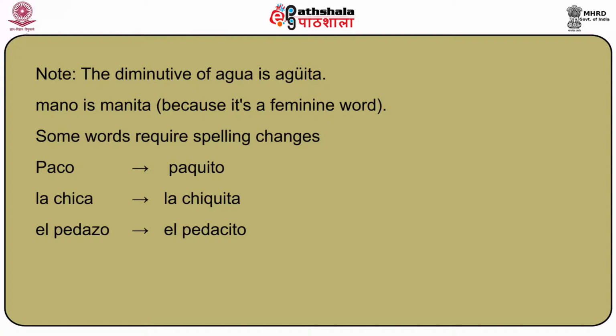Some words, while being used as a diminutive, require spelling changes because the rules have to be perfect in the spelling and the pronunciation. That is why Spanish requires a spelling change to maintain the sound. So Paco becomes Paquito with a P-A-Q-U-I-T-O. La chica becomes La chiquita, like we have just said, C-H-I-Q-U-I-T-A. El pedazo becomes pedacito. Pedazo, A-Z-O, changes to A-C-I-T-O.